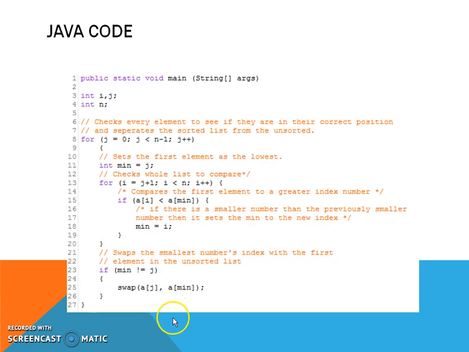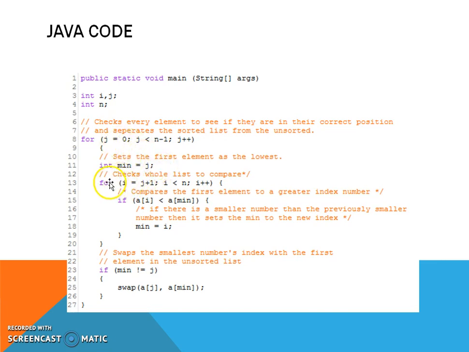Here's an example Java code with int i and j for variables to use in our for loops, and n as the number of elements in the array. So in the first for loop, it checks through every single element in the array to see if it's in its correct position. So first it sets the minimum value to j, which is 0. So the first number in the unsorted list.